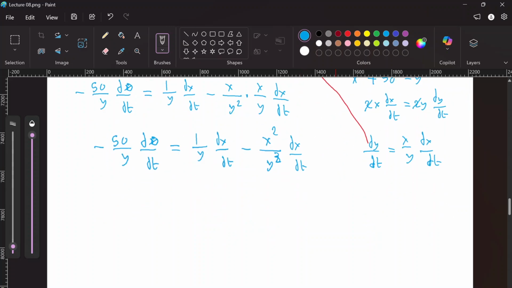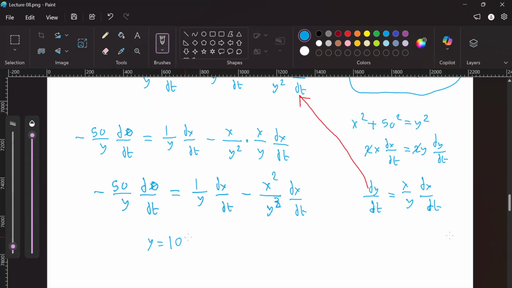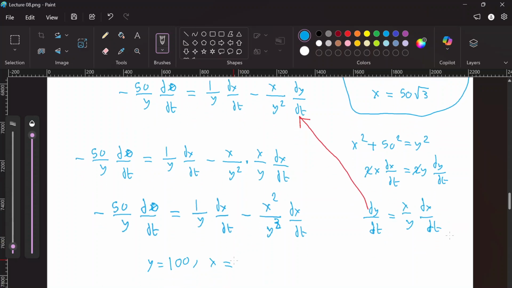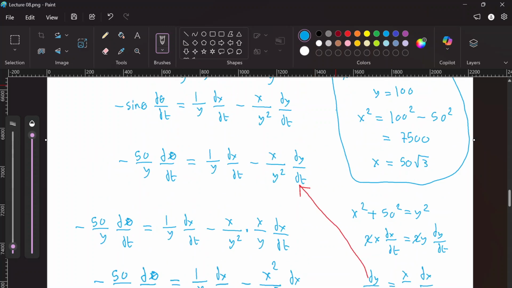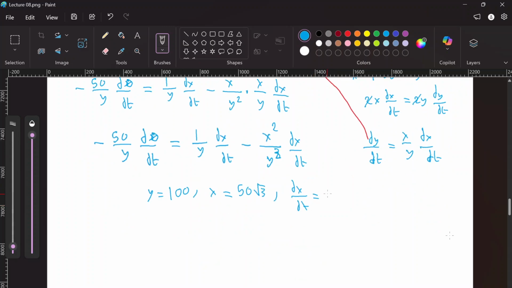Now let's substitute all values. Good. Let's write the values. y equals what? y equals 100. x equals 50 square root of 3. We also have dx over dt. What is dx over dt? I will check it now. dx over dt equals, yes, 2 meters per second. So equals 2. Let's substitute everything and simplify.